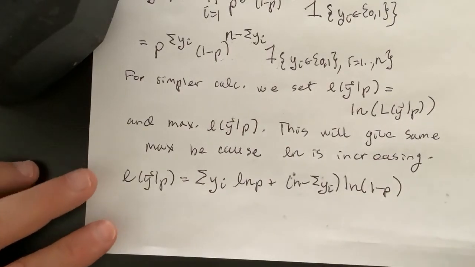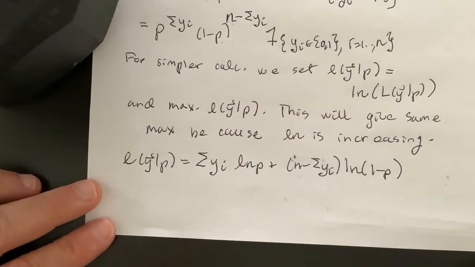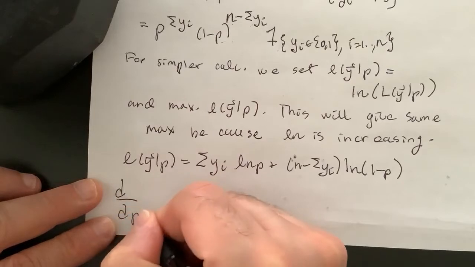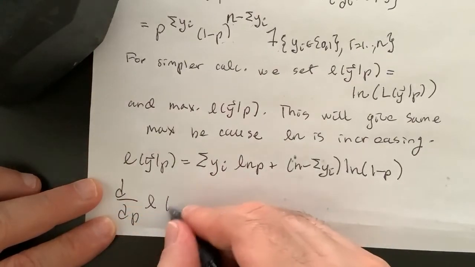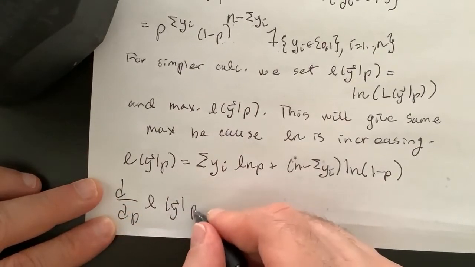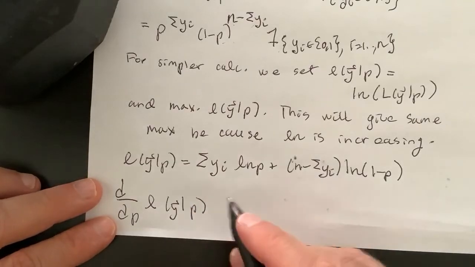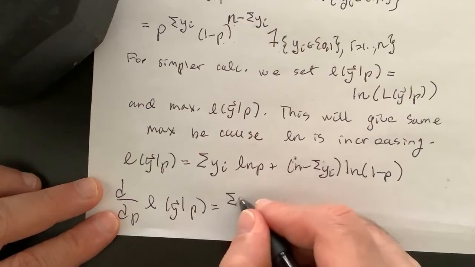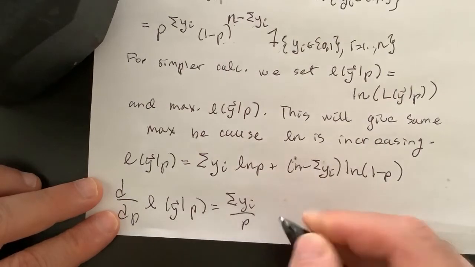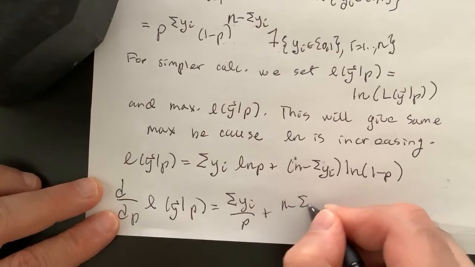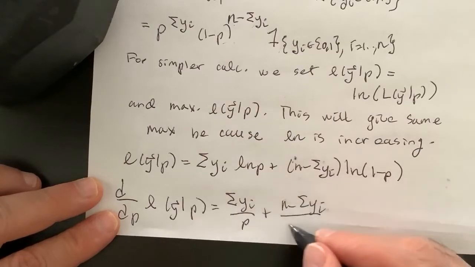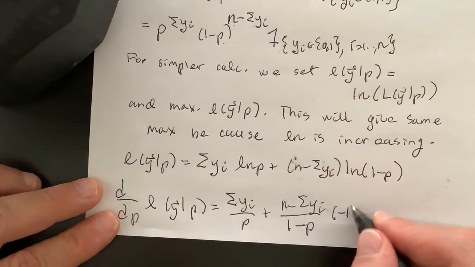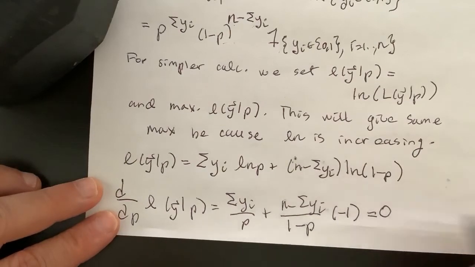Continuing, I want to maximize this, so we take the derivative. So I have d/dp of script L of vector y given p, and taking the derivative here, I get this is equal to sum yi over p plus n minus sum yi over 1 minus p times minus 1. And I set this equal to 0.